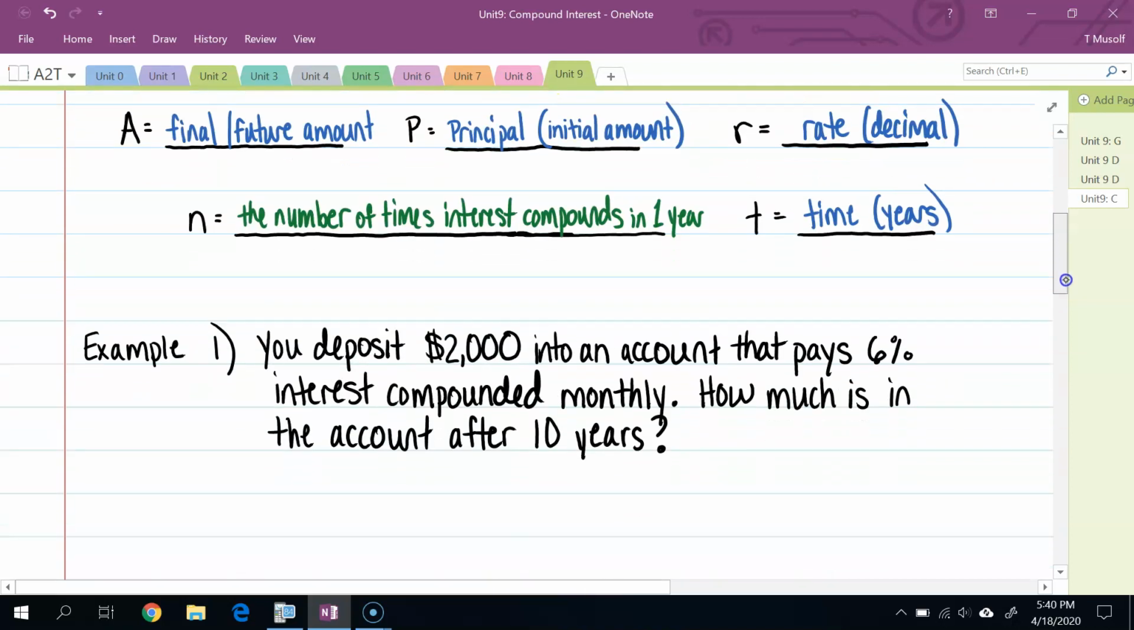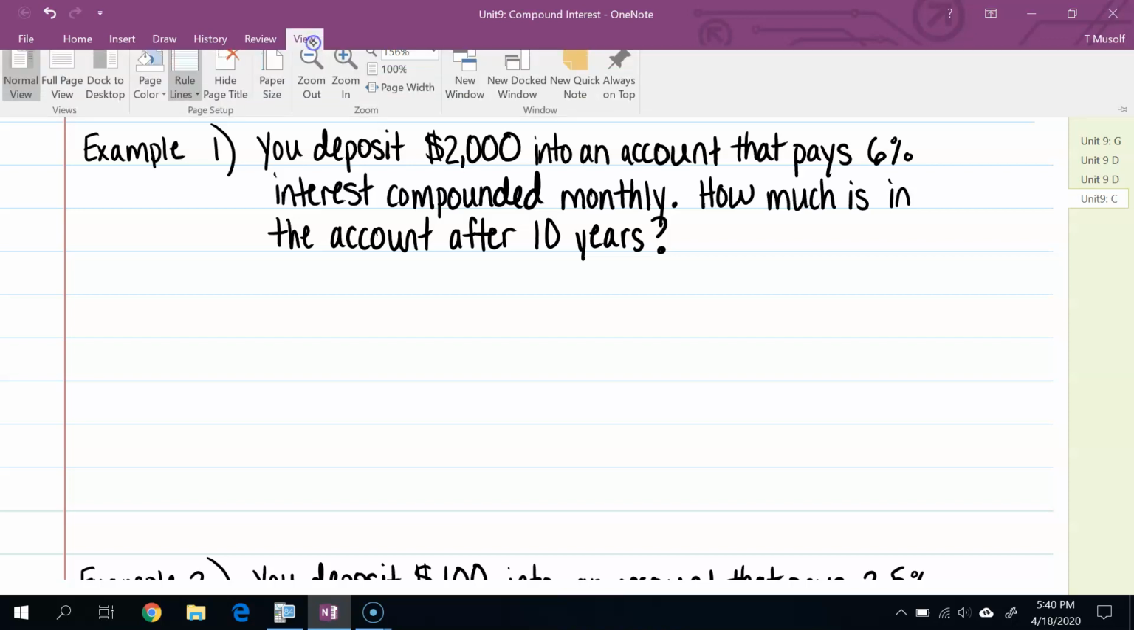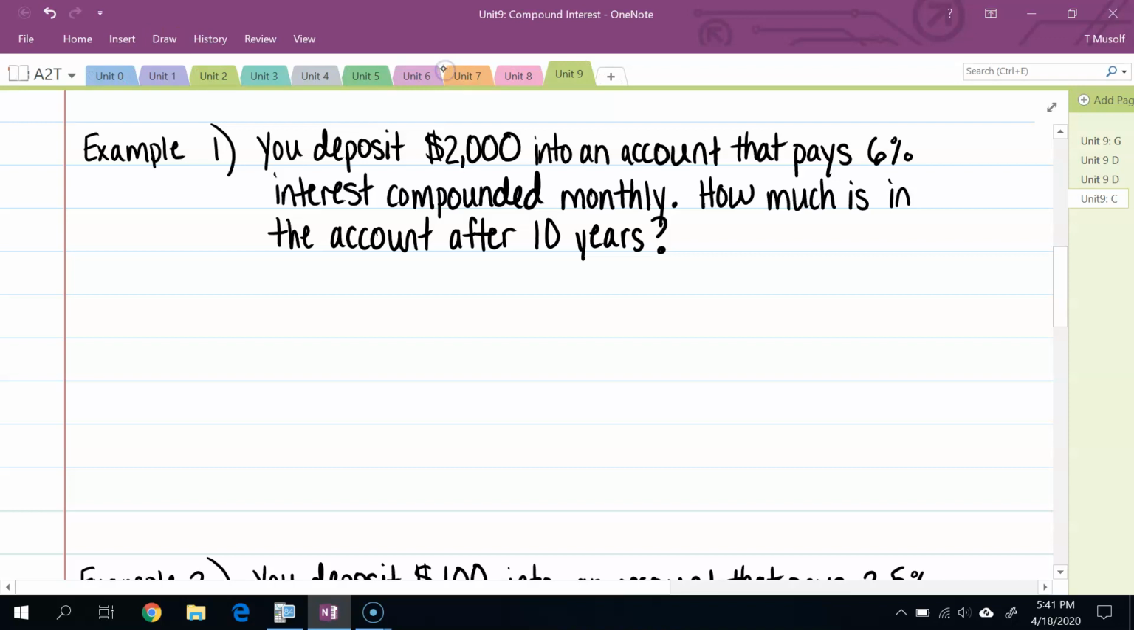All right, so let's go ahead and take a look at our first example. Example 1 says you deposit $2,000 into an account that pays 6% interest compounded monthly. How much is in the account after 10 years? So whenever you see a problem that says interest is compounding, that's how you know you're going to use this formula. So I'm going to write it down again just because I don't want to have to keep scrolling. And I want to know exactly what values I need to find and where to plug it in.